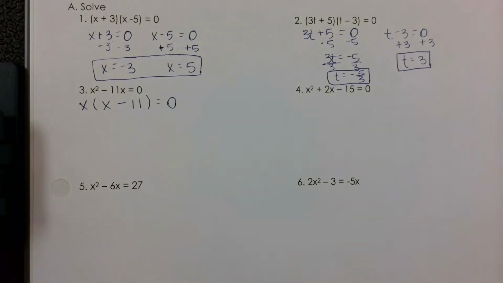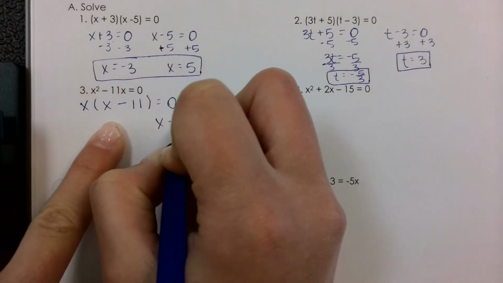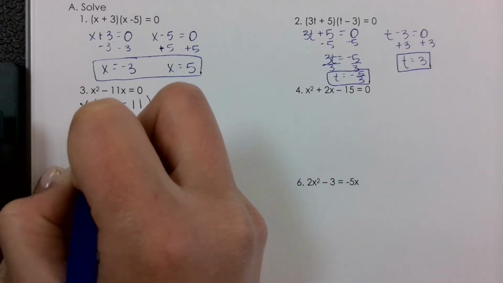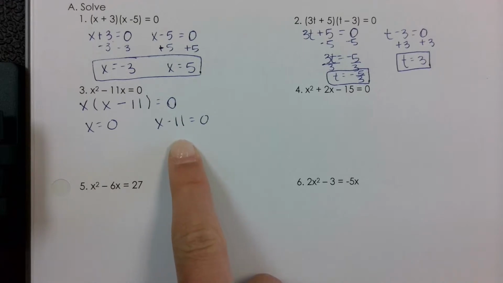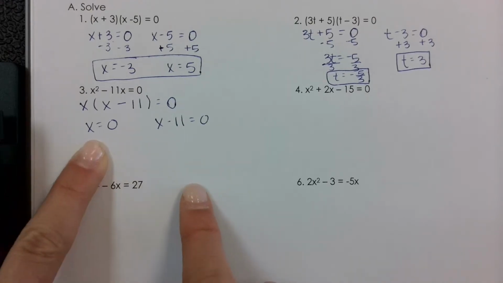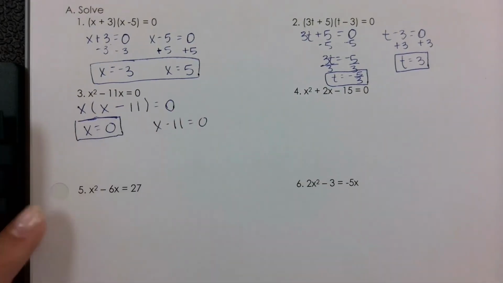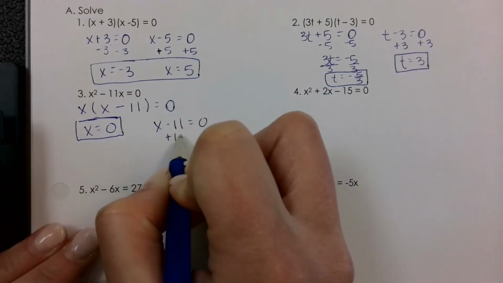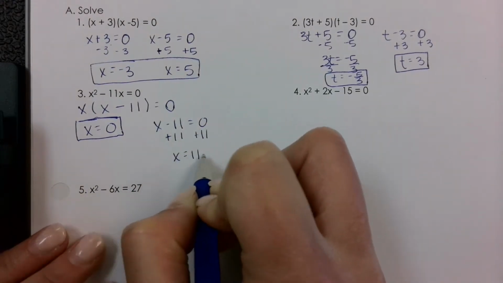So your factor is equal to 0. What is our first factor here? We have x minus 11. What else do we have? X. So you've got x equals 0 and x minus 11 equals 0. So the x equals 0, that's already solved. You don't have to do anything else there. Then we've got x minus 11 equals 0. So how do you get x by itself? Add 11. So what does x equal? 11.